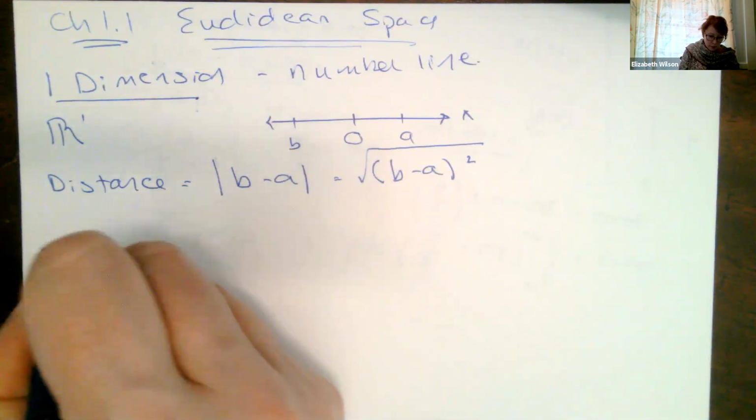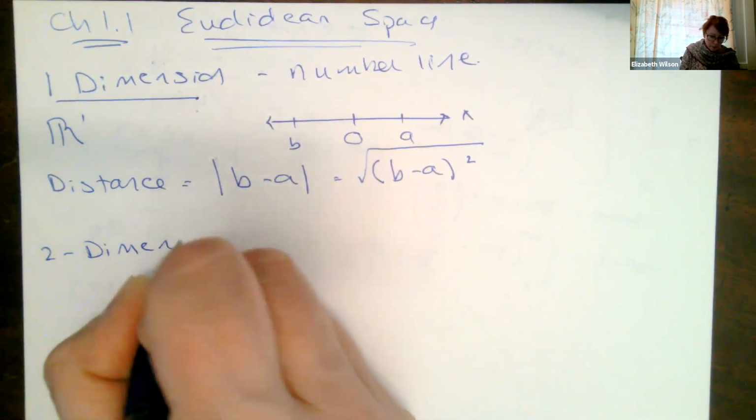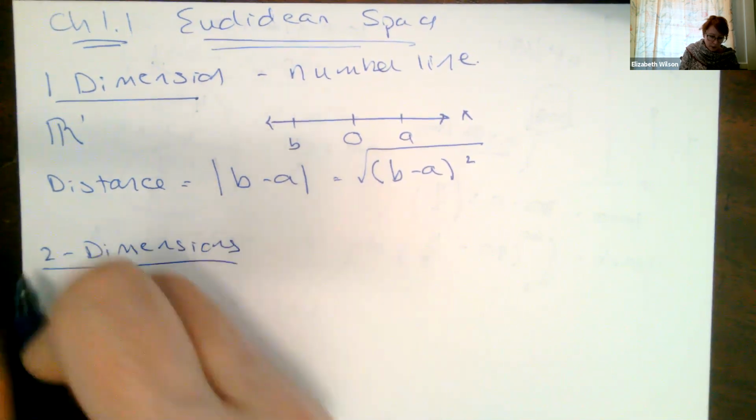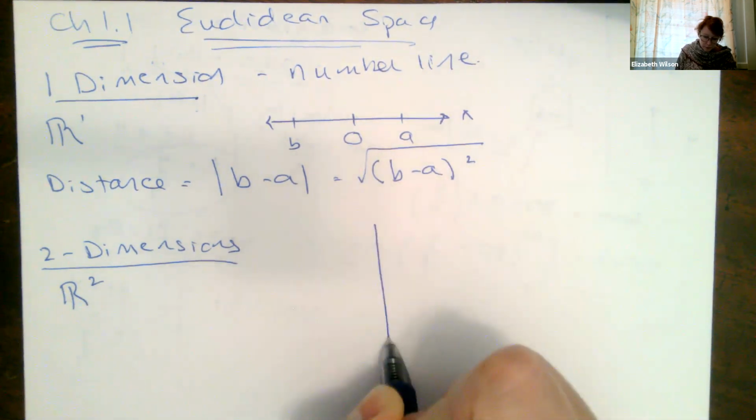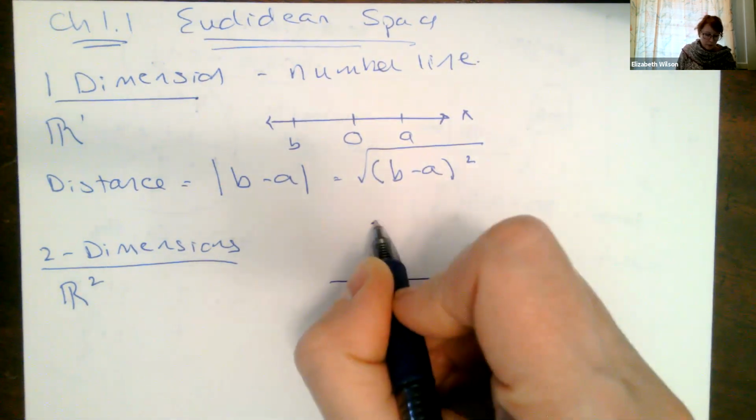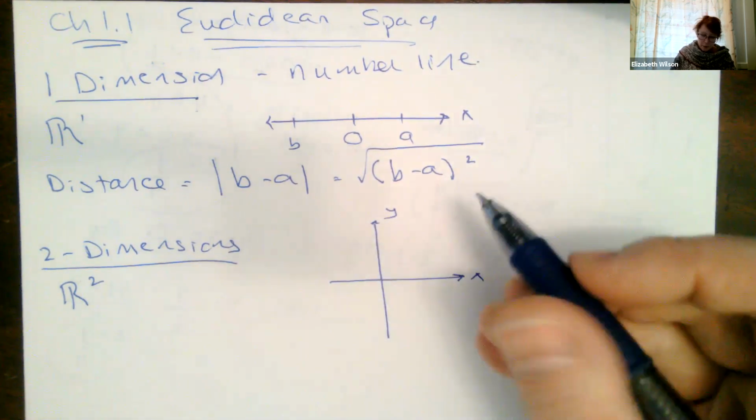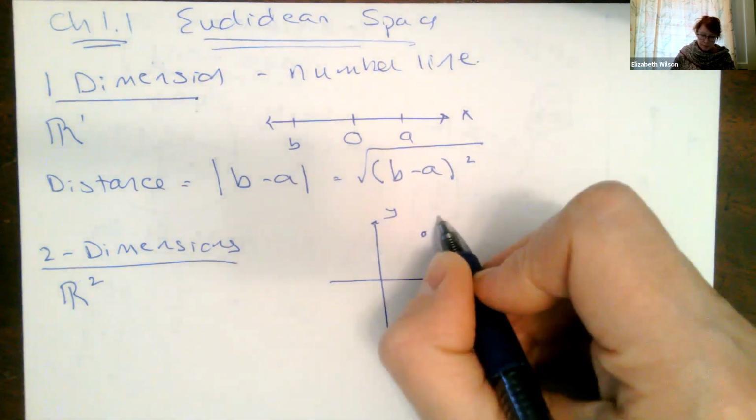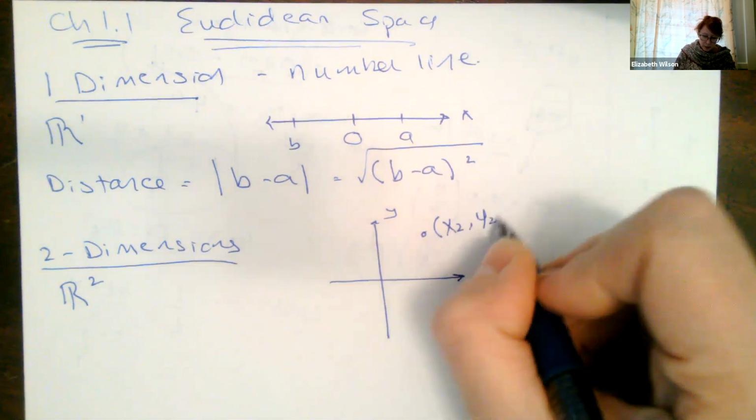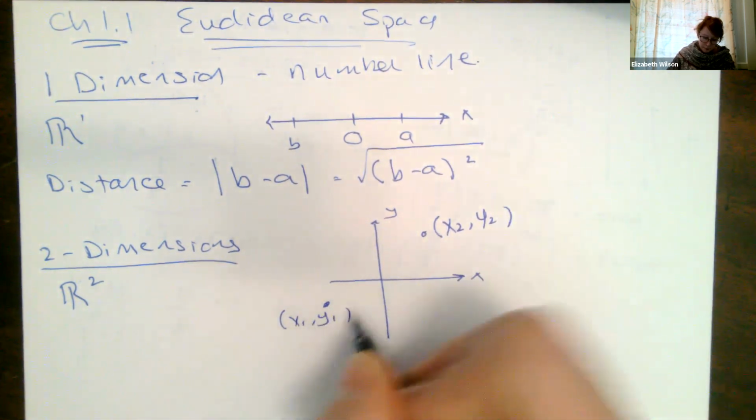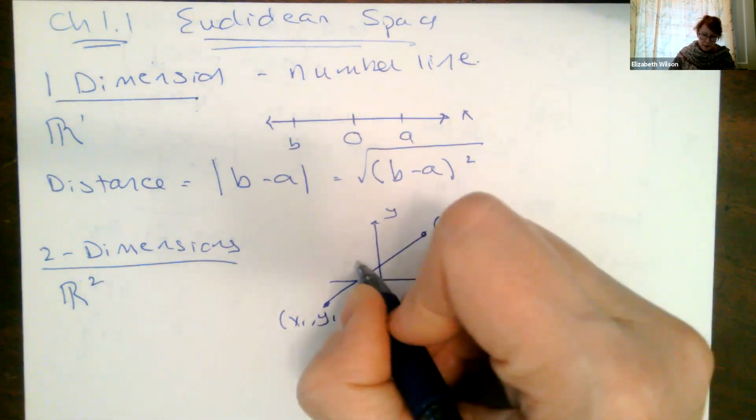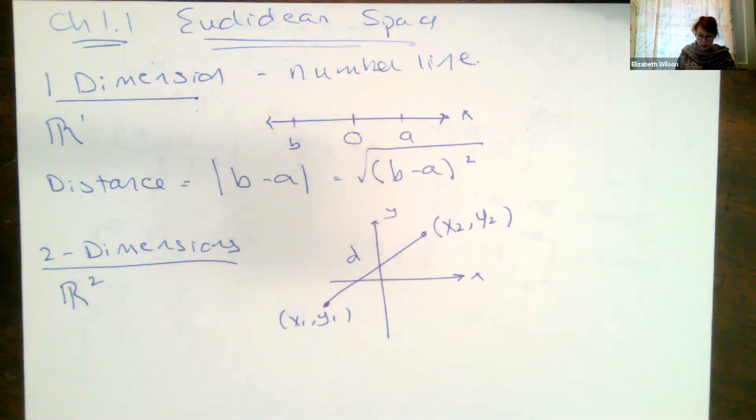If I'm in two-dimensional space, we say we've got all real numbers in 2 dimensions. It's not R squared, it's 2 dimensions. We're dealing with x, y. Now let's say I've got a couple points, x2, y2 and x1, y1, and I want to calculate the distance d between them.